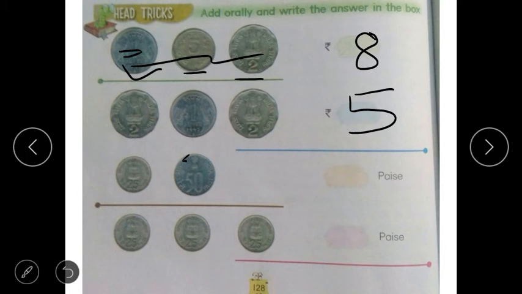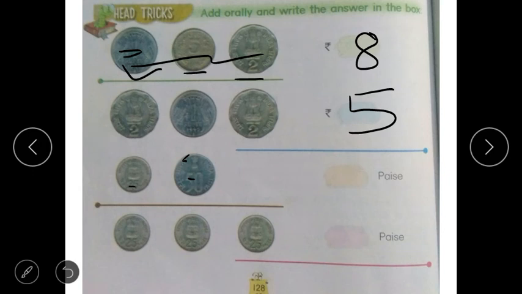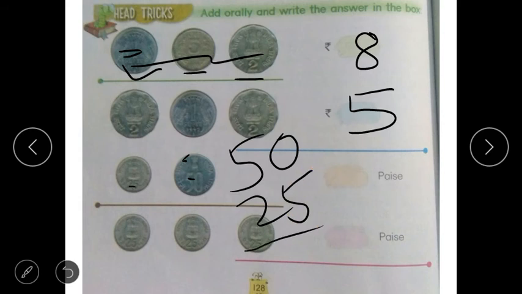Here, look, paisa is written. 50 paisa and here 25 paisa. 50 paisa plus 25 paisa. When we are adding paisa, it gives you paisa only. 50 plus 25: 0 plus 5 is 5, 5 plus 2 is 7, so 75 paisa. Got it? Next is 25 paisa, 25 paisa and 25 paisa. Add 25 three times, again you will get 75 paisa.